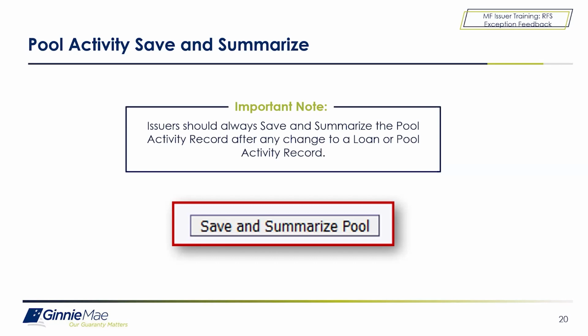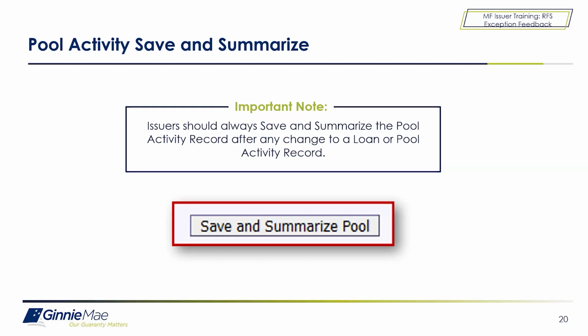After clearing any exceptions, issuers should always save and summarize the pool activity record by clicking the Save and Summarize Pool button at the bottom of the pool screen. If you have reported or updated a loan record, the calculated pool security RPB may change and create a new exception after the nightly bulk summarization.